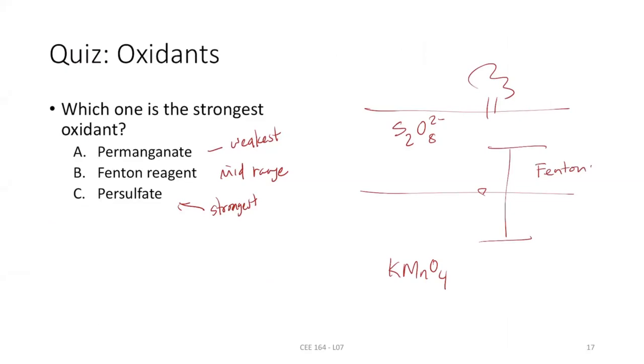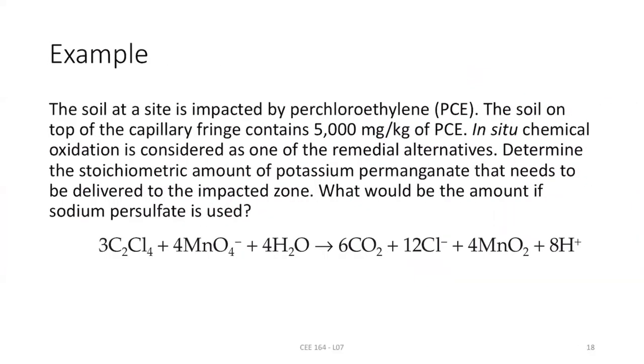But again, the reason is if you are using the most reactive substance, it will not travel further than a few millimeters or a few centimeters from the injection well. So it's not going to be efficient. In groundwater, you want the groundwater to flow a distance and then treat it. So this is one example.